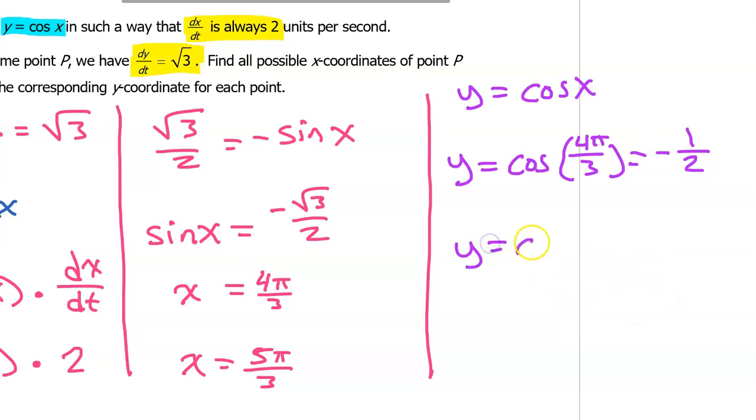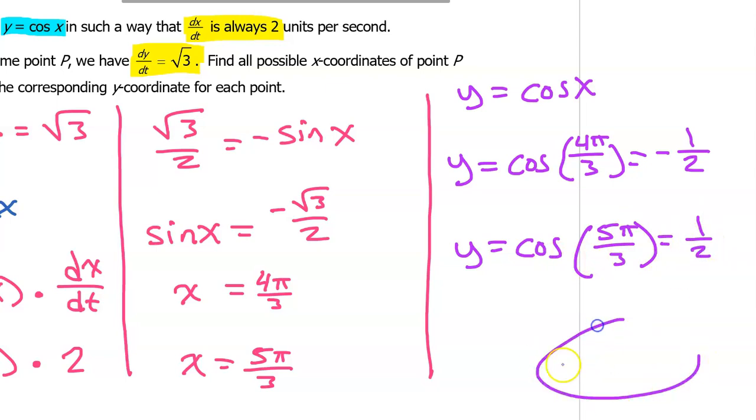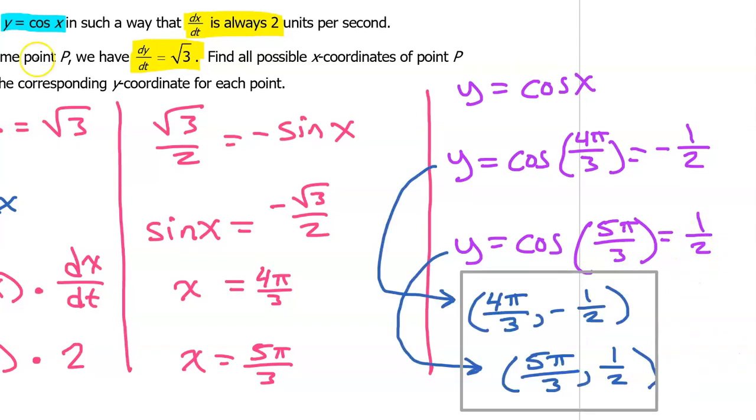Also, y is equal to the cosine of 5 pi over 3. Again, cosine of pi over 3 is 1/2. 5 pi over 3 is over here. All right, this is 6 pi over 3, so this is 5 pi over 3. Cosine is positive over here, so we will have positive 1/2. So we have the points 4 pi over 3, comma, negative 1/2, and 5 pi over 3, comma, positive 1/2.